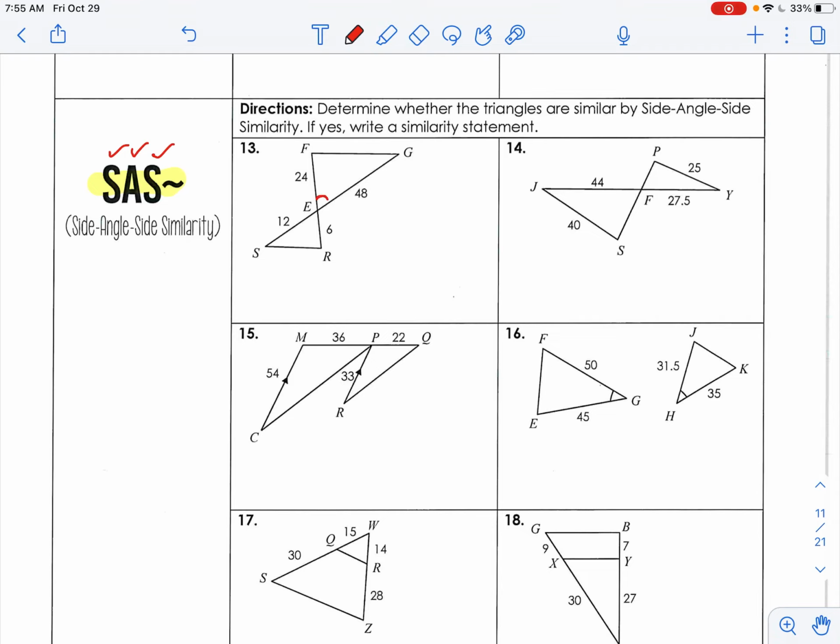So let's look at 13. Everybody see I have the angle in the middle, and I have two sides on each side. That is side angle side, so that sets up as a possibility. What do you have to check? I have to check the sides. Now again, the idea of this would be I would take the biggest on one side and compare it to the biggest on the other side. That's the only way I can possibly get a match, and that's just one way to do it.